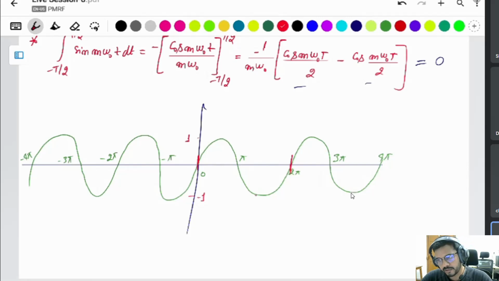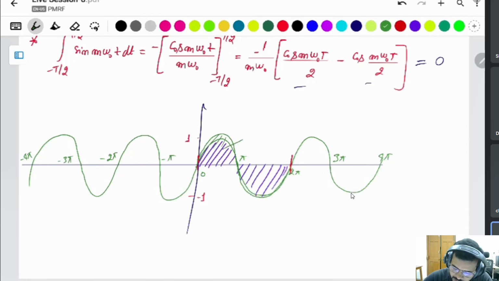If you integrate 2 times, then this will be represented as the volume for the 2 signals. Now, the area of this curve, if you integrate it, in this case for the sinusoidal, this area and this area will be the same. It means this will be positive area and this will be negative area, and both are the same. That's why the integration over the time period will be 0.